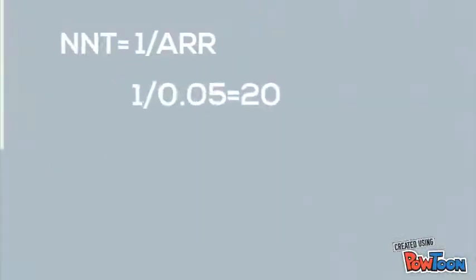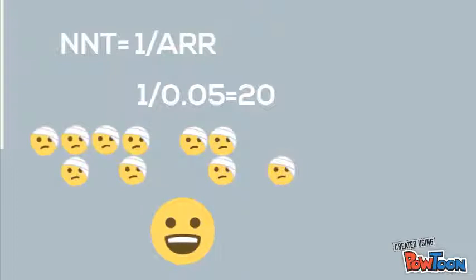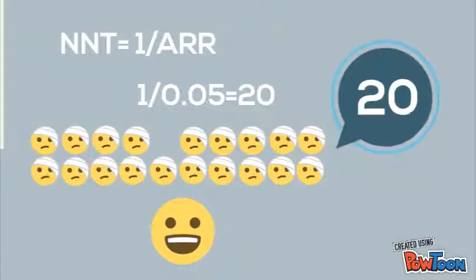Now that we have our ARR, we divide 1 by 0.05, which gives us 20. 20 is the number of patients that need to be treated in order for one to benefit from the treatment.